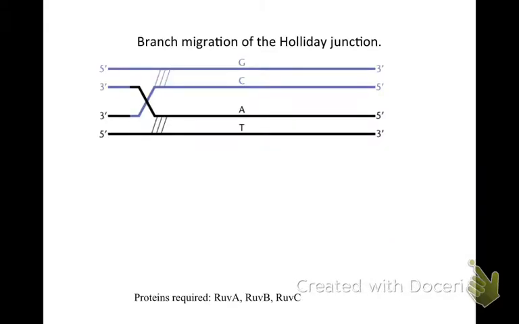When crossing over occurs, let's look at the regions where a little bit of crossing over has occurred. Something called branch migration can occur. We call it branch migration of the Holliday junction because, as you'll see, it's actually this cruciform structure that is going to move in this direction.